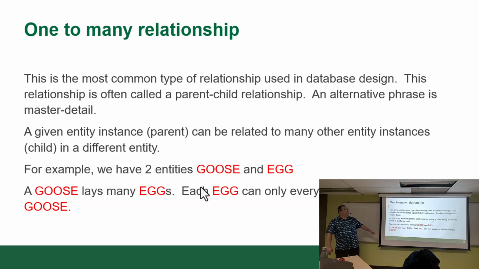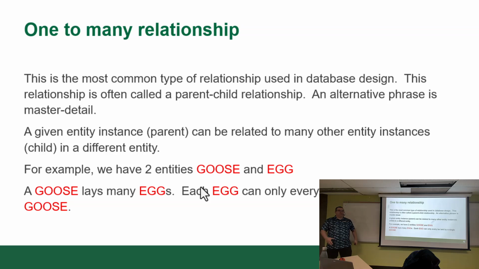One-to-many. This is the most common type. It's usually called a parent-child relationship. Also, an alternate phrase is master detail. If you look the stuff up online, those are the 3 terminologies you'll find. A given instance, parent, can be related to many other instances, child, in a different entity.